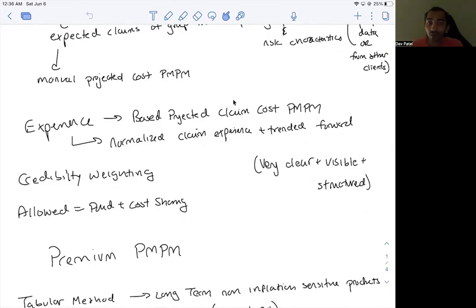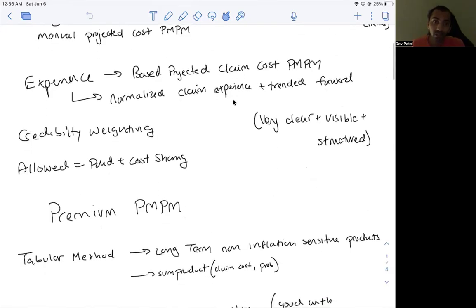And we have allowed versus paid. Paid is allowed after you take into account cost sharing. So if you want the total actual claim amount from the ground up, that is your allowed amount.